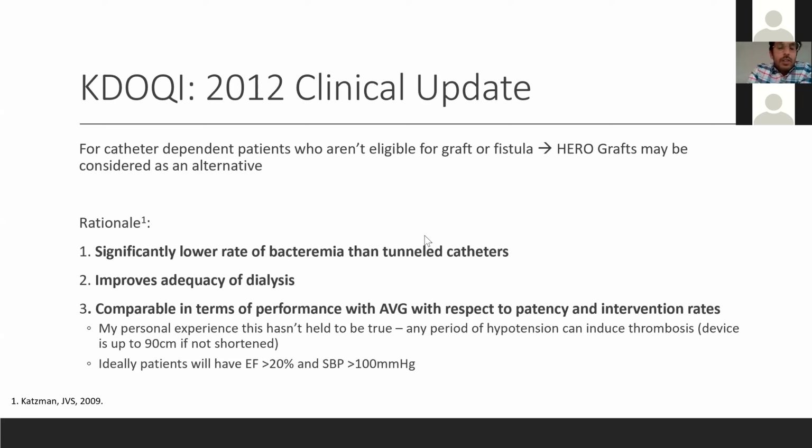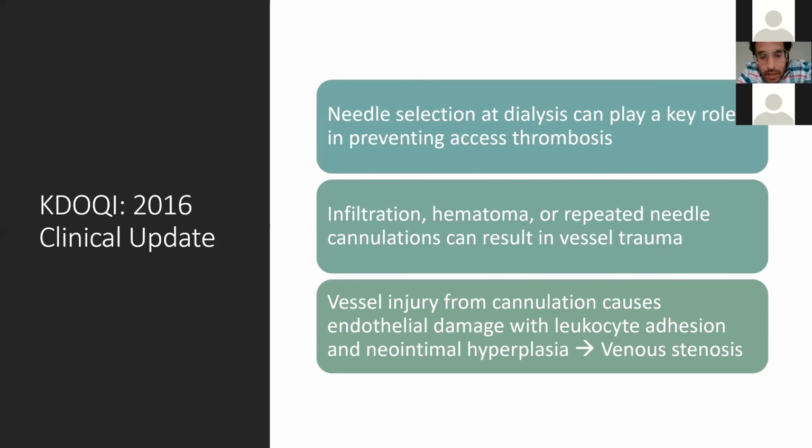All right, so then in 2016, 4 years later, there was another clinical update, and here there was an emphasis on needle selection. So this is something that we probably, as interventionists, are not that actively involved in or think about, but it's important to mention that needle selection can actually play a role in preventing access thrombosis. And the concept is that infiltration, hematoma, or repeated needle cannulations essentially result in vessel trauma, and that results in access thrombosis.